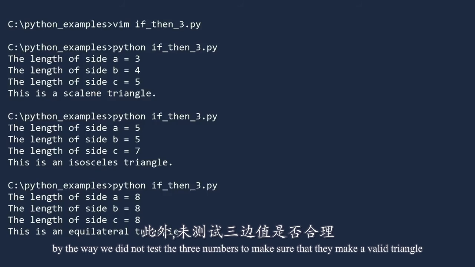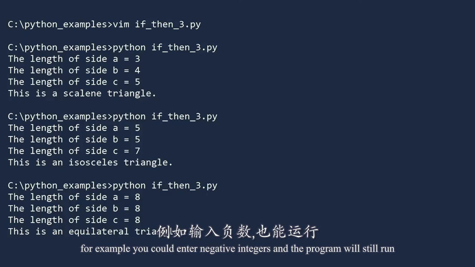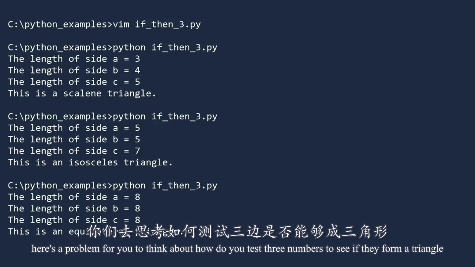By the way, we did not test the three numbers to make sure that they make a valid triangle. For example, you could enter negative integers and the program will still run. Here's a problem for you to think about. How do you test three numbers to see if they form a triangle?